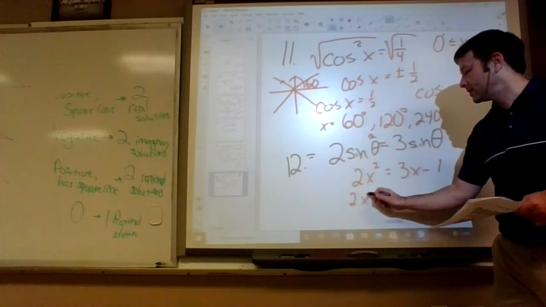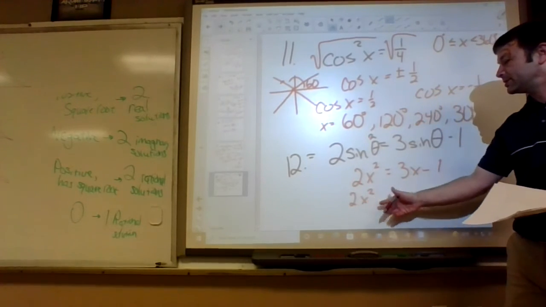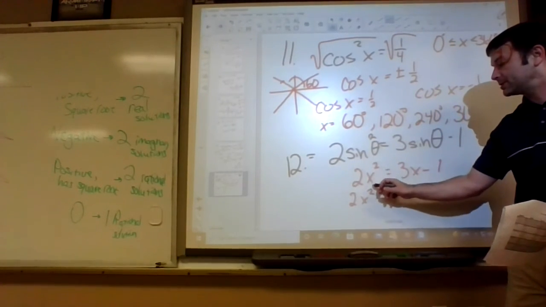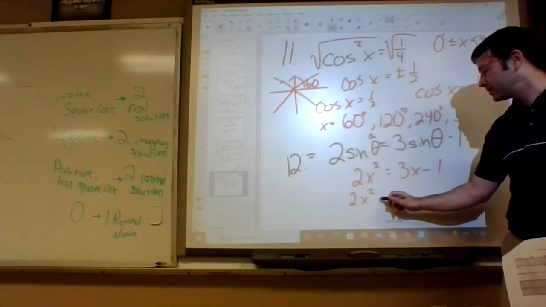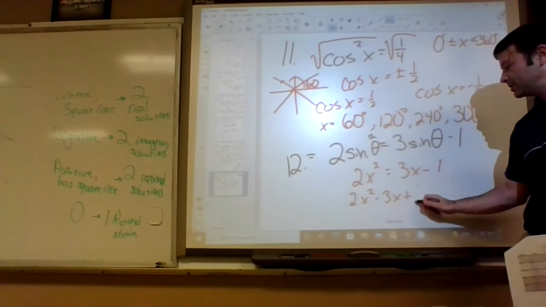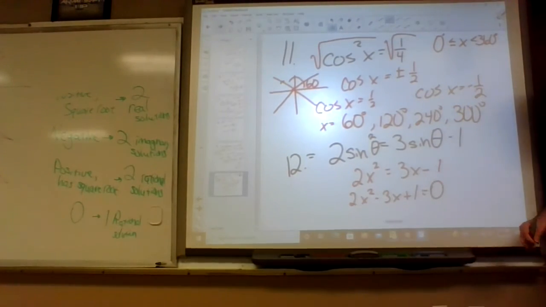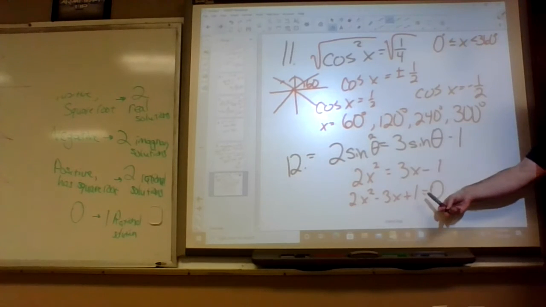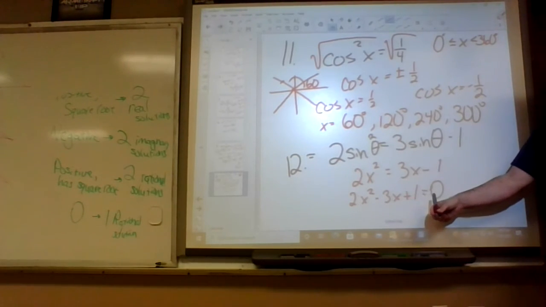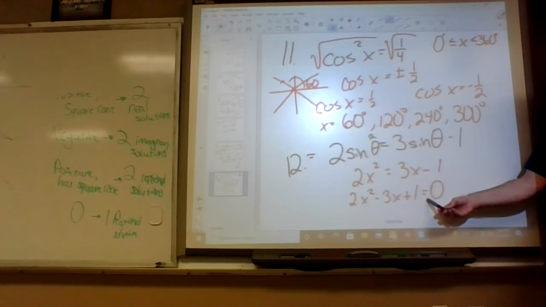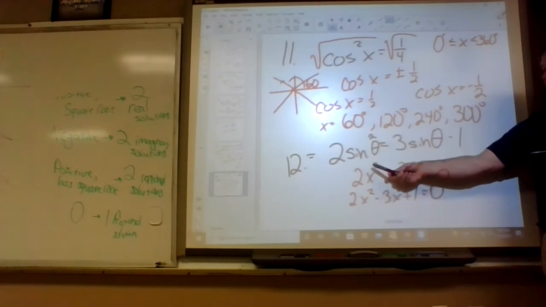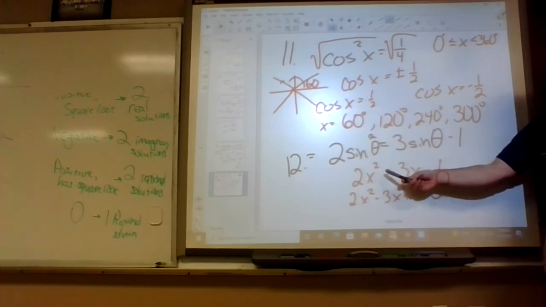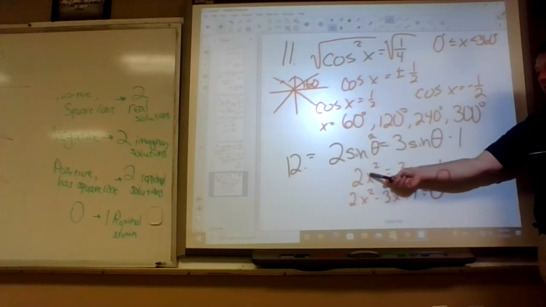So it's 2x squared, or I could write this with sines too, but I'll change it back to x later. 2x squared minus 3x plus 1 equals 0. Is everybody following me so far? Yes. Did that make sense? I just changed sine squared into x squared, or sine into x basically. Okay.